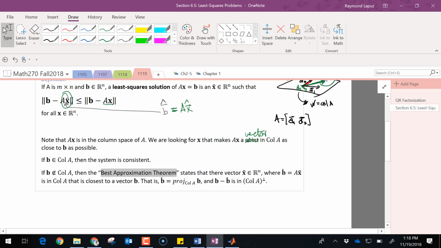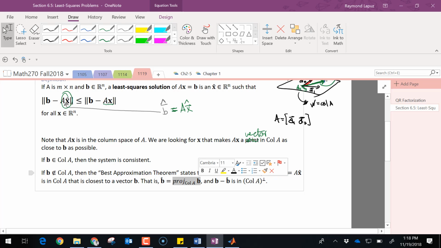we saw that there is a vector that best approximates that, and that vector is the projection of b onto the subspace. In this case, the subspace is the column space of A. And then also b minus b hat. So b is that vector that's not on the plane. b hat is the best approximation that's on the plane. And when you subtract them, you get that vector that's exactly perpendicular to the plane. And so b minus b hat is in the orthogonal space. Okay? So let's see if we could do an example.